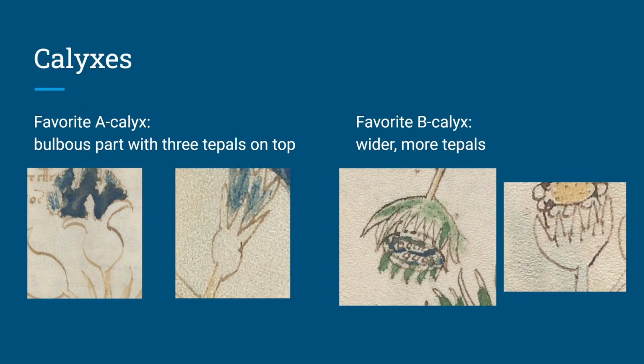Now, another thing we see when we look at the flowers in A folios is we frequently find a certain shape of the calyx, which is the part of the flower beneath the petals where they attach to the stem. In A, they seem to really favor this kind of shape, which has a bulbous center and 3 petals or tepals coming from the top, whereas in B folios, they favor a wider calyx shape with many more tepals.